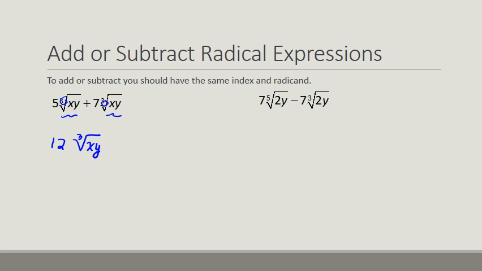Okay. Now, in this case, everything looks like we can add or subtract. However, my indices are not the same, so we can't combine this. So this is already simplified. It's just 7 times the fifth root of 2y minus 7 times the cube root of 2y.